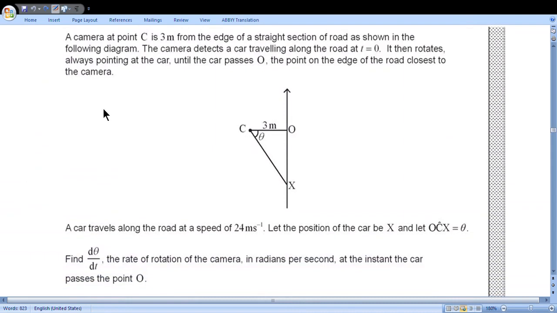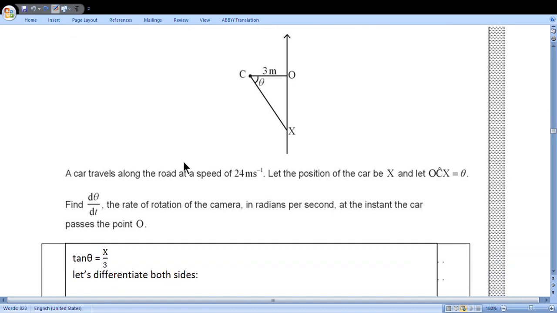Question 5. A camera points at point C, which is 3 meters from the edge of a straight section of road, as shown in the following diagrams. The camera detects a car traveling along the road at time t equals 0. It then rotates, always pointing at the car until the car passes O, the point at the edge of the road closest to the camera. A car travels along the road at speed 24 meters per second.